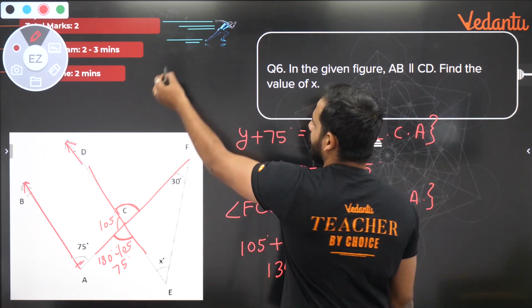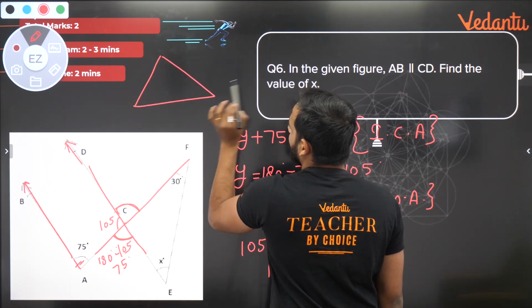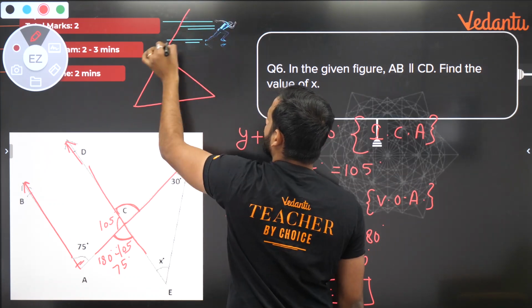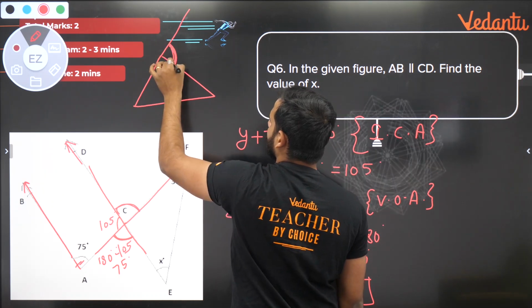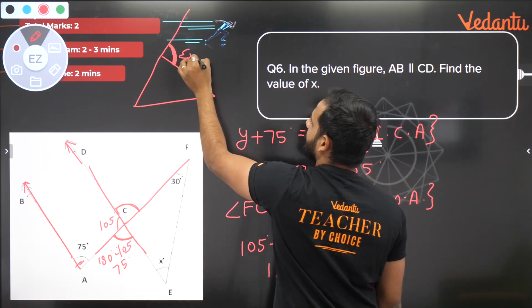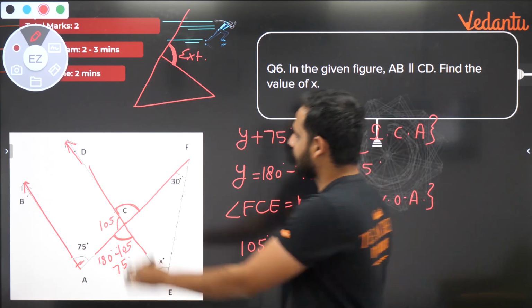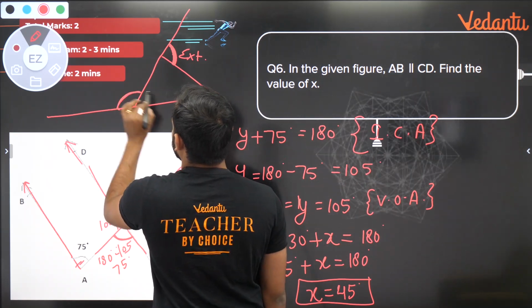Always remember, bachcho, that whenever you have to see whether something is an exterior angle or not, extend the line. Suppose here you want to get an exterior angle, extend this line. Now the angle which this line makes with the adjacent angle is your exterior angle. Understood? Suppose if I want to extend this line, so extend this line here. So this angle is your exterior angle.